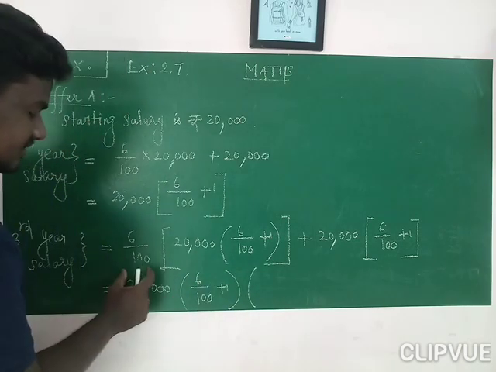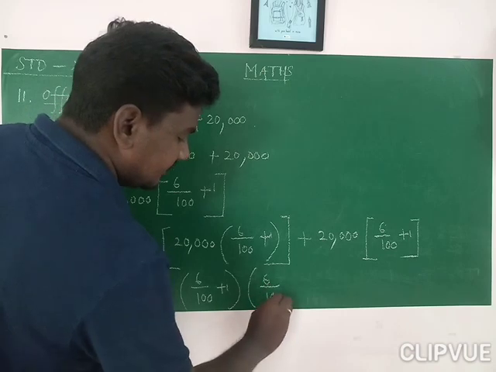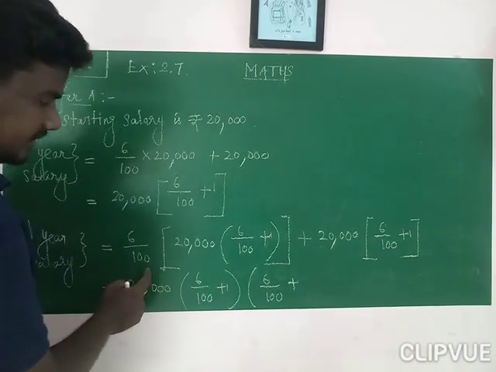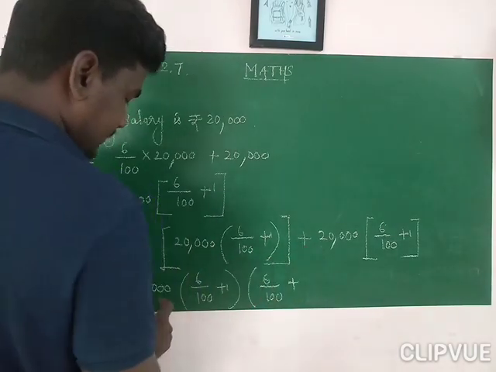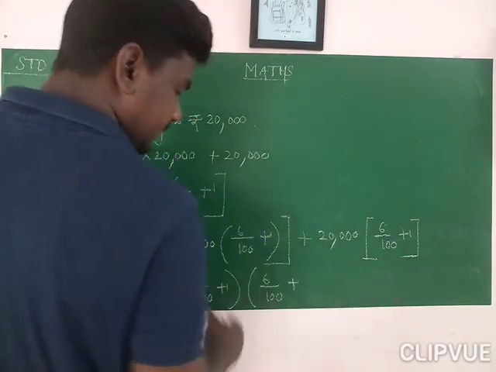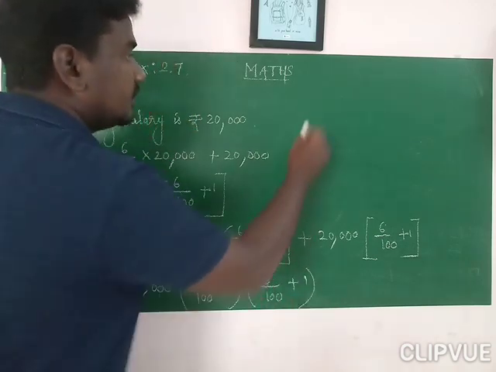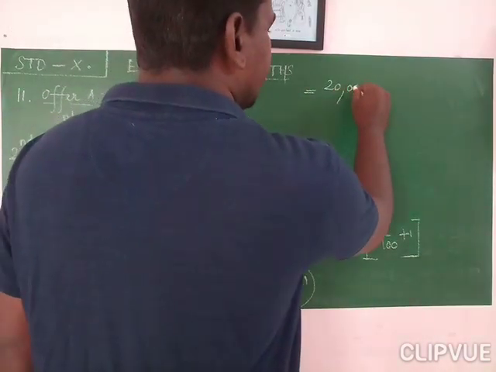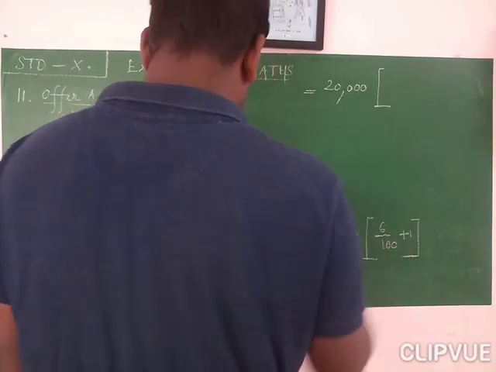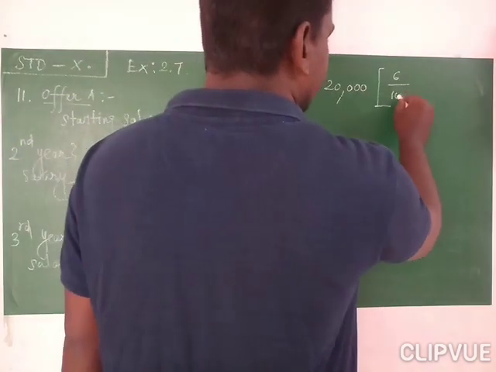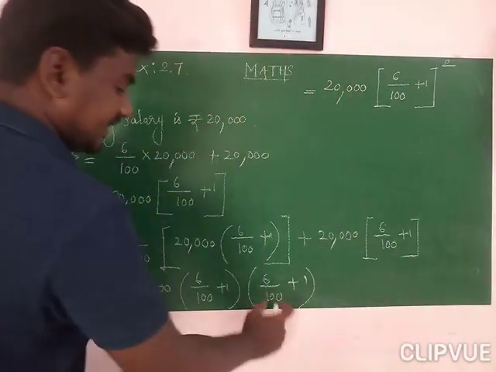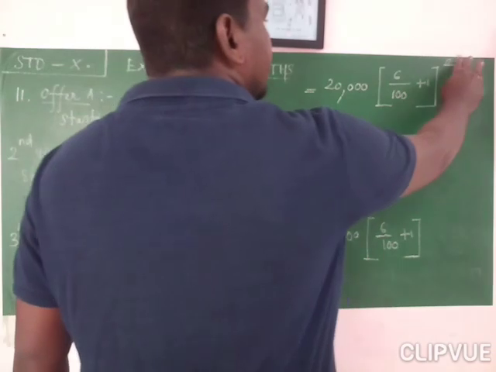what do we have? Here 6 by 100 plus 1. Here 6 by 100 will be there. This one we took out, plus here also we took out, so plus 1. So how can we write it? 20,000 of 6 by 100 plus 1 whole square. It occurs 2 times, so we can write it as 2.